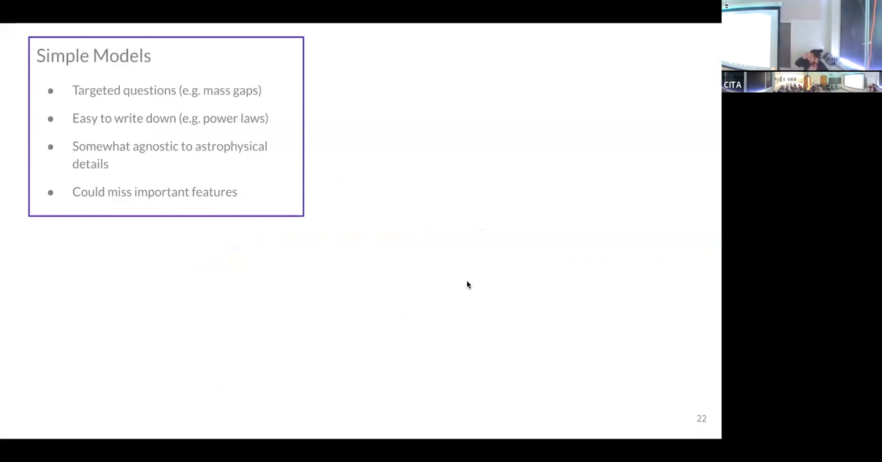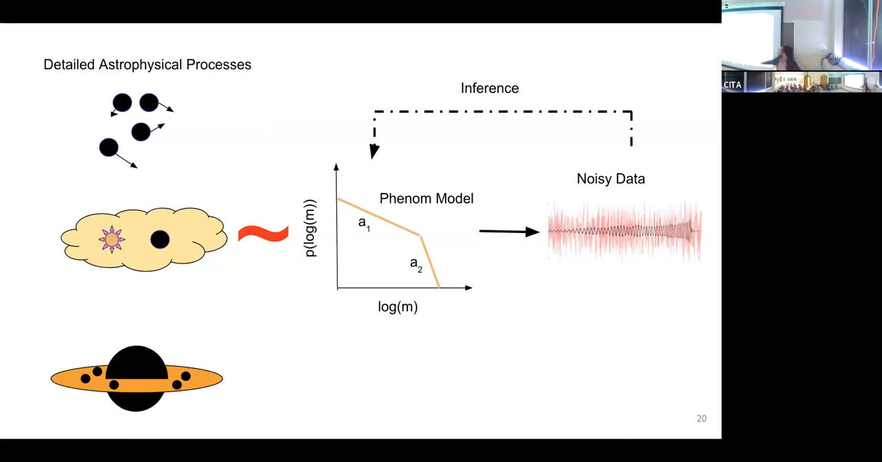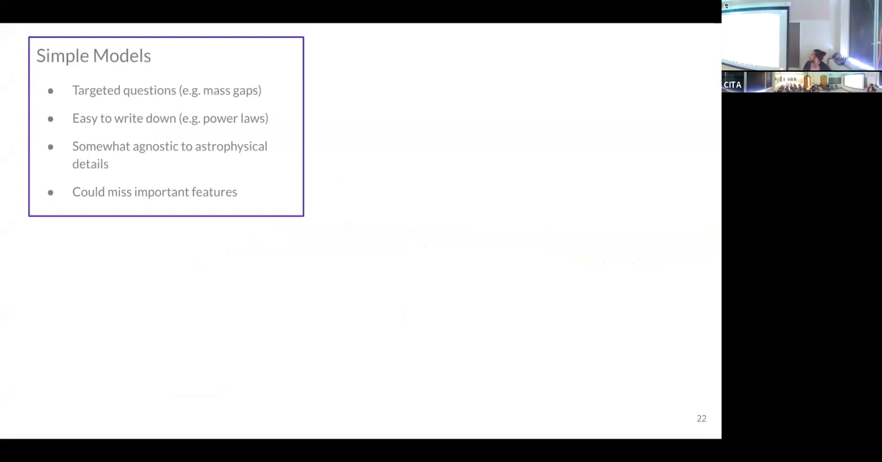So there's sort of three classes of different models. One are the very simple kinds of models, like the one I just showed you in the last slide, a broken power law to describe the population. The nice thing about these simple models is that you can ask very targeted questions. So I can ask, is there a break in the distribution of black hole masses? Is there even a break here? That's a question that I can ask using these simple models.